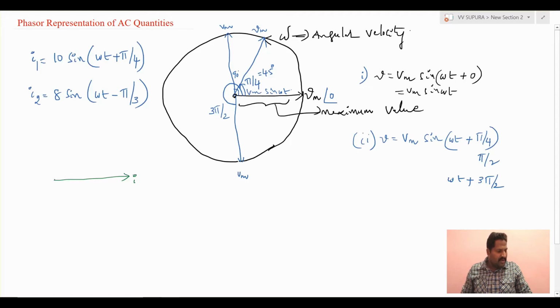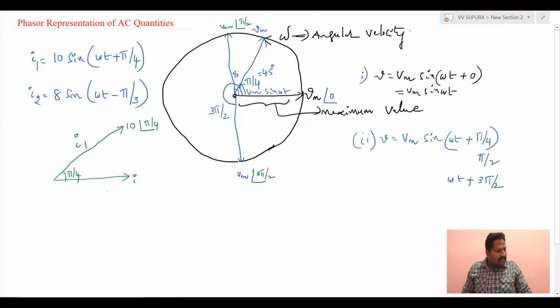With an angle of pi by 4, it is 10 at an angle pi by 4. Here it is Vm at an angle 3 pi by 2 and Vm at an angle pi by 2. So here this magnitude is 10 with an angle pi by 4. And the second value, it is I1. The angle is pi by 4.